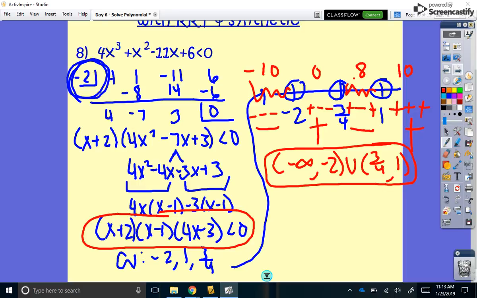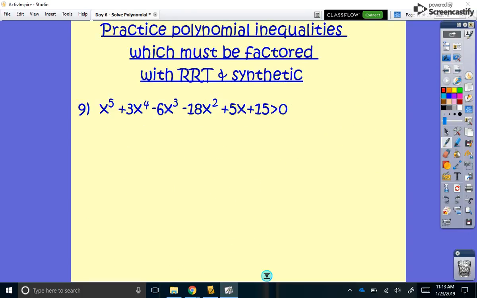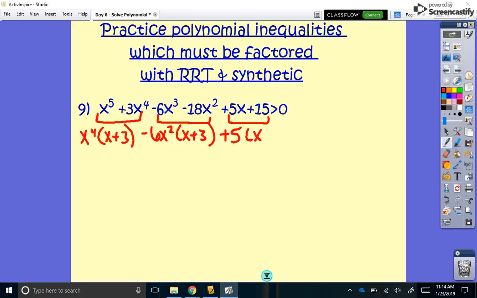Okay, and then one more example, and then you're done. Let's flip to the last slide. We have actually factored this one before. We factored this by grouping. We did it one day last week. So remember, just group by 2's. Here I can take out an x to the 4th, and I have x plus 3. Here I can take out a minus 6x squared, and I have x plus 3. Here I can take out a plus 5, and I have x plus 3 is greater than 0.